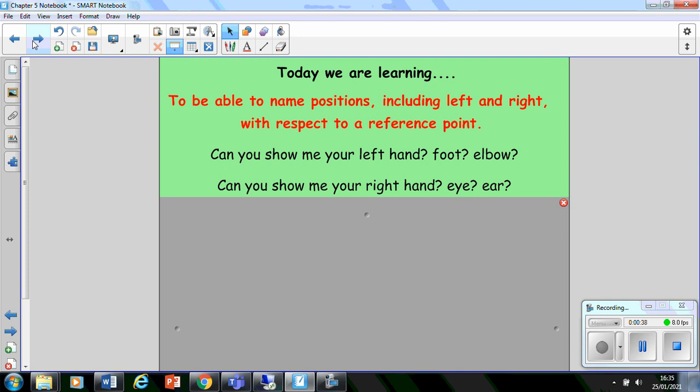Okay, so for our warm up today, I would like you to stand up and show me your hands. Face your hands out with your palms facing the screen, and you're going to show me your left hand and your left foot and your left elbow, and then you're going to do the same with your right. So you've got your right hand, your right eye, your right ear, your right elbow, or your right foot.